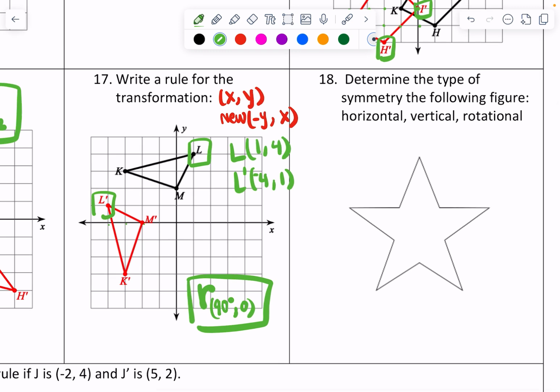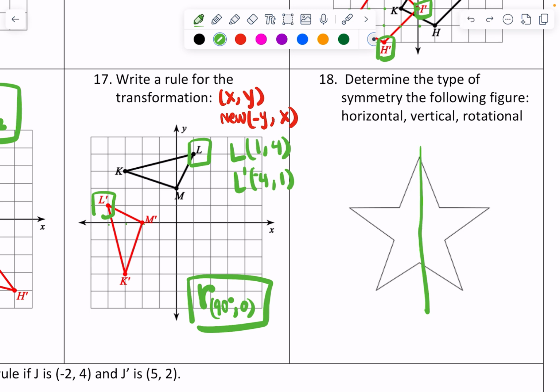Okay, and number 18 is asking what type of symmetry it has. Okay, we know that this star does have vertical symmetry. We can cut it straight in half, fold it like a hot dog style, and it's going to map on top of itself. If we fold it like a hamburger, horizontally, that doesn't even look horizontal. That's not going to lie on top of itself at all. Okay, but we know it has more than just one line of symmetry.